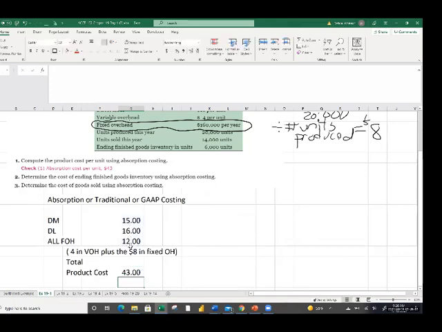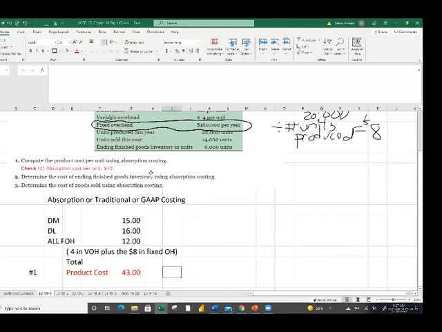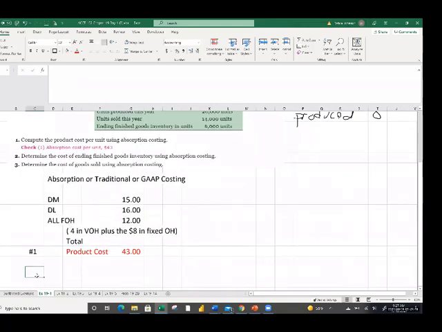And each product would be costed at $43 using the same methods we've done all semester long. That's not the new part. So that is requirement 1 that says compute the product cost per unit using absorption. Number 2, related to that, says, what would the cost of ending finished goods be on the balance sheet?